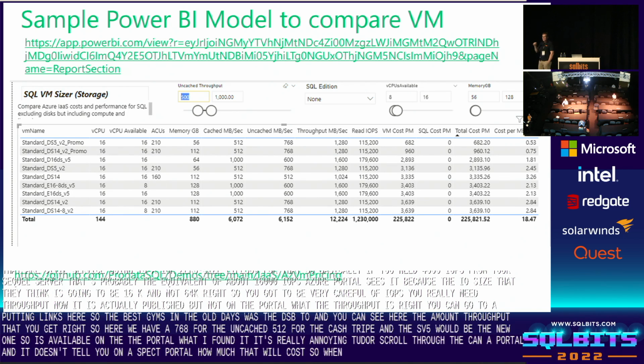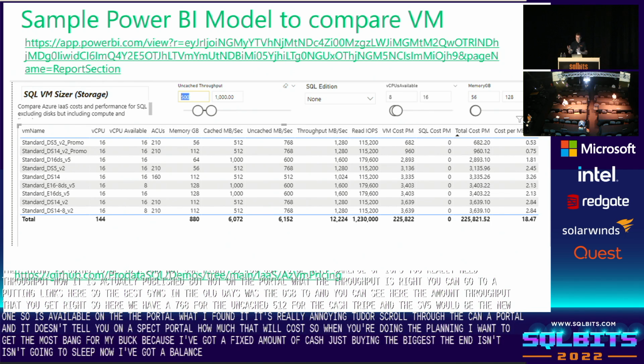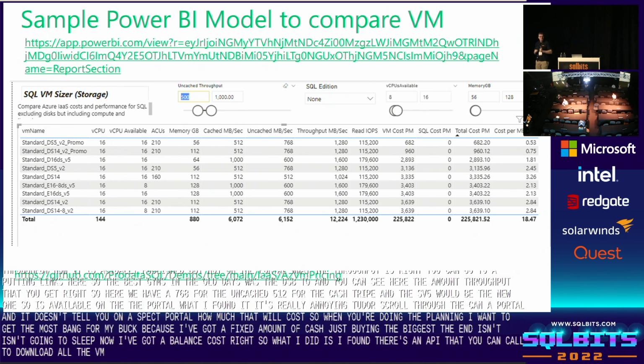So when you're doing the planning, I want to get the most bang for my buck, right? Because I've got a fixed amount of cash. Just buying the biggest VM isn't going to suit me. I've got to balance cost, right? So what I did is I found there's an API that you can call to download all the VM specs. And there's another API that will download all the prices in your region.